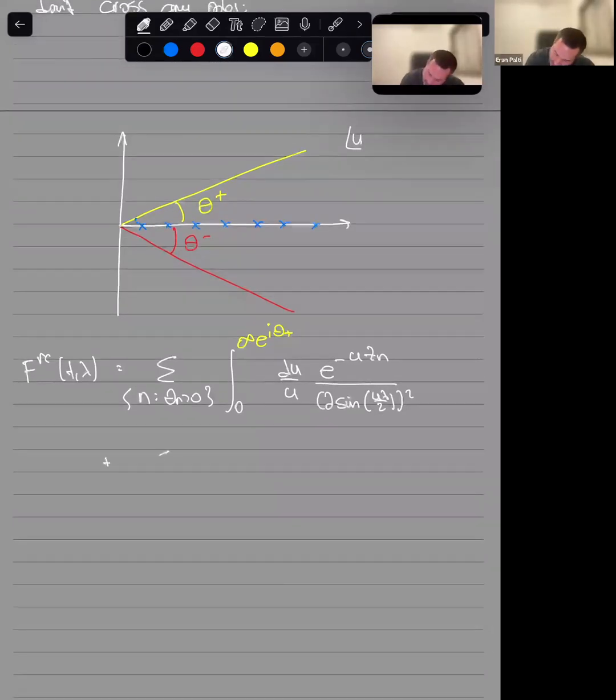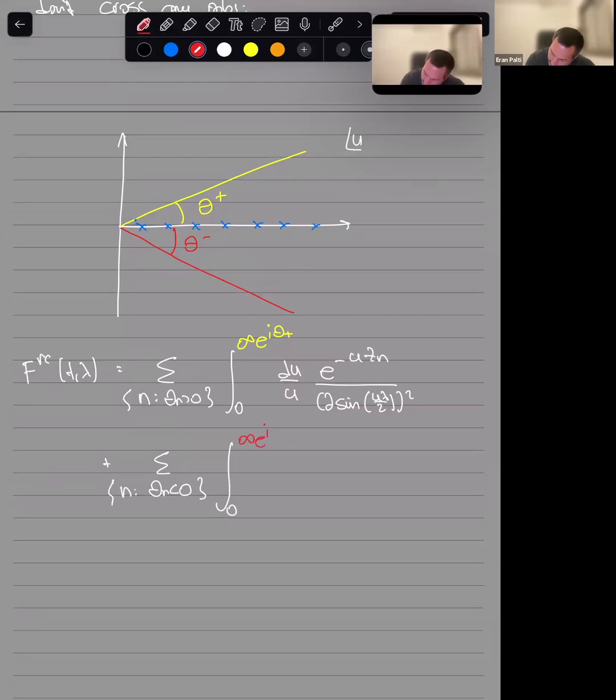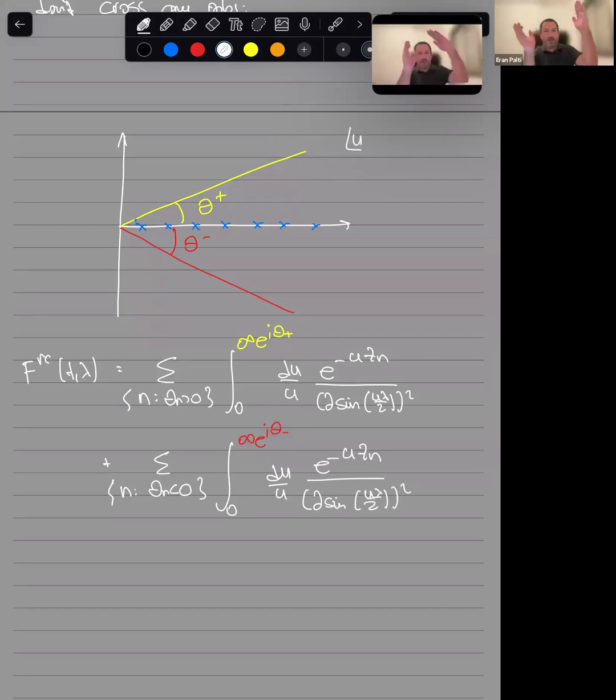And then all the other n's are such that theta n is less than 0. We have to write them as a different integral because the second integral has to be over the red line. So that we have to write as e to the i infinity, e to the i theta minus. So it's the same integrand, but we have split the sum into two, and now each one of those is over the same line. Each half is over the same line. Are there any questions about this?